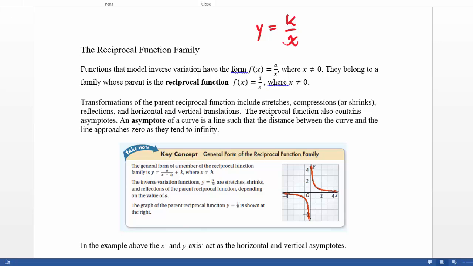Now, if you also look at the key concept box, you can see the a, the h, and the k, and we can still do the same transformations to this function that we've been able to do to every other function so far. So this is just a quick little introduction to the reciprocal function and how it stems from inverse function, or the inverse variation, excuse me.